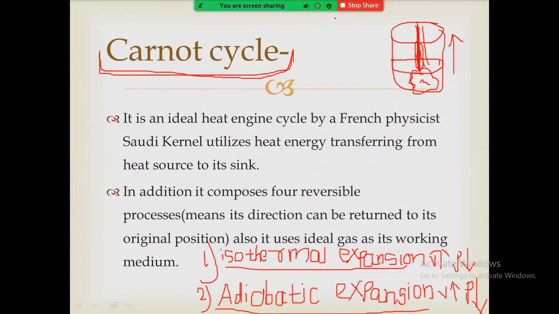Similarly, whenever the piston goes downward, the ideal gas available in this system will get compressed here. So the third process will be isothermal compression.